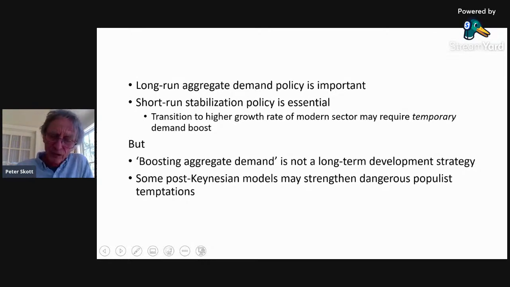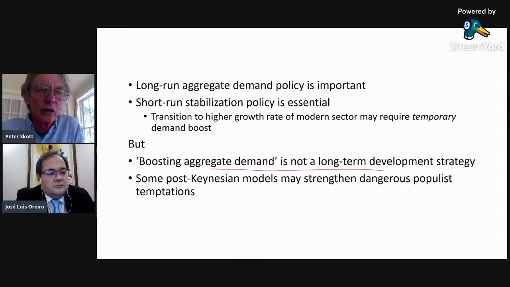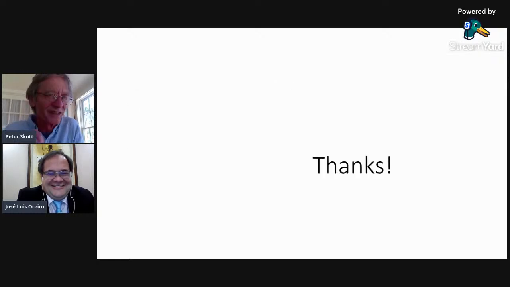But boosting aggregate demand is not a long-term development strategy. And I think some post-Keynesian models may strengthen dangerous populist temptations. They may send the wrong message, even if proponents of the models might be willing to introduce various caveats in their discussion of these policies. I'm out of time, and I see the stern look of Professor Orero, so I will stop here and say thank you.